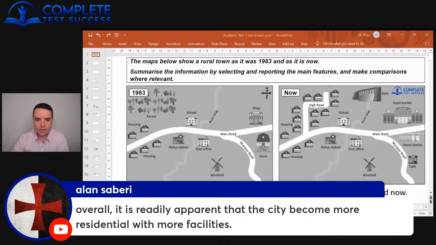If you're looking for a band 7, 8, 9, this overview wouldn't get you there. Whereas if you're aiming for a 6, or even if your vocab and grammar were really, really good, you might get a 6.5 with this. In general, though, my students will get higher scores in task achievement and coherence and cohesion than they do in vocab and grammar. So this is a good start, but not as good as I would like.